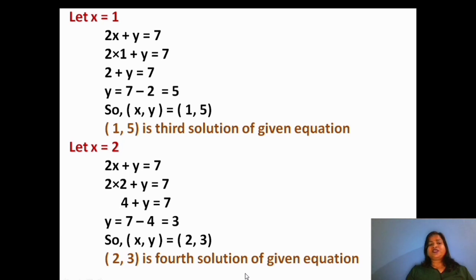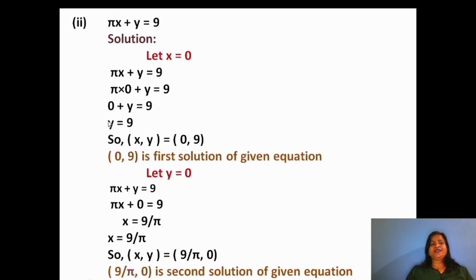So in this first equation we have found 4 solutions. Now our second equation is pi x plus y is equals to 9.